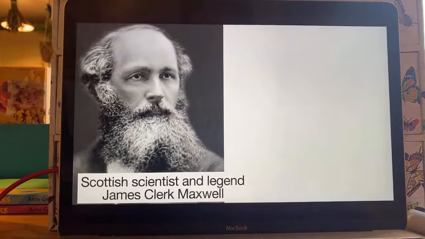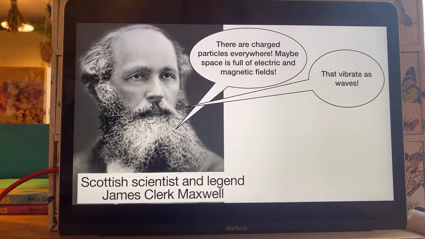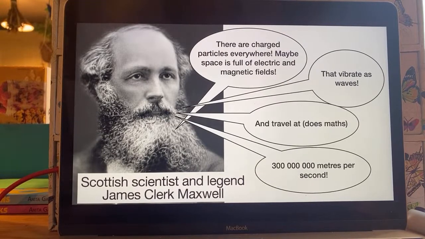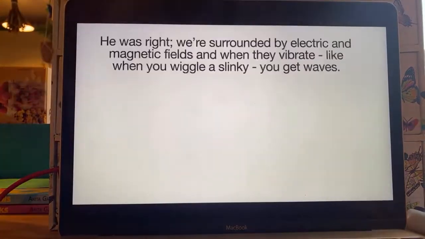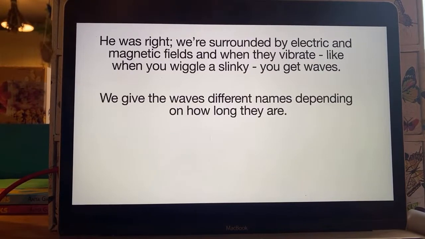So well done you. Along comes Scottish scientist, an absolute legend, James Clerk Maxwell, who says, oh, well, there are charged particles everywhere. Maybe space is full of these electric and magnetic fields, interacting with each other. And maybe those fields vibrate as waves. And they travel at, maths, 300 million metres per second. And he was right. We are, right now, wherever you are on the planet, surrounded by electric and magnetic fields. And when they vibrate, just like when you wiggle a slinky, you get these waves.